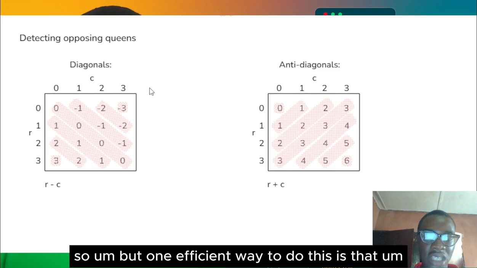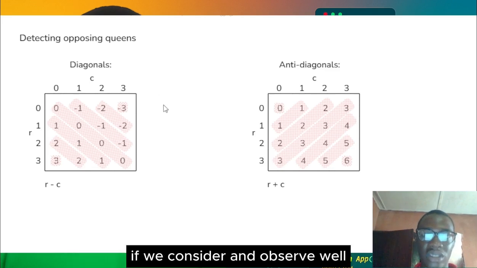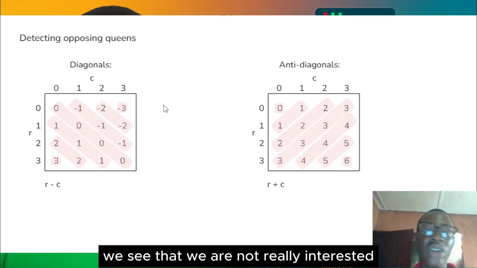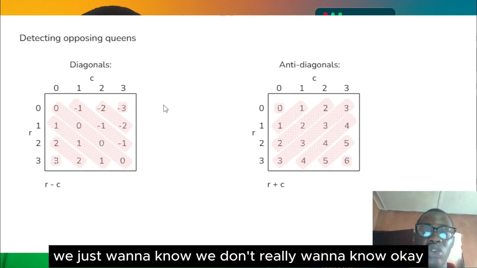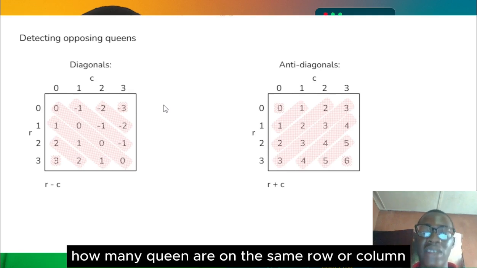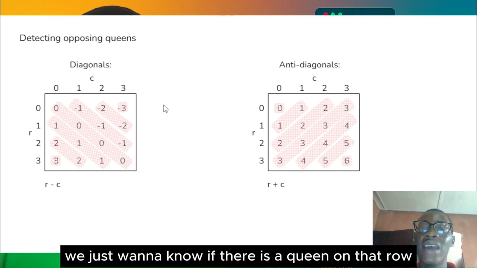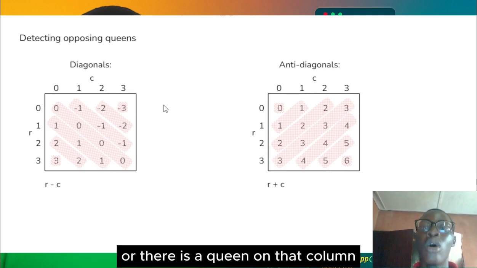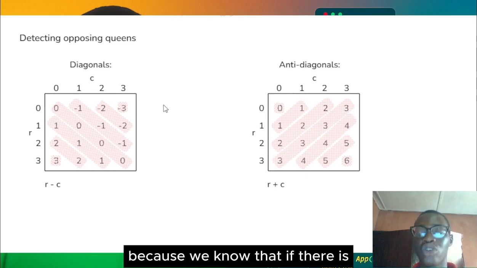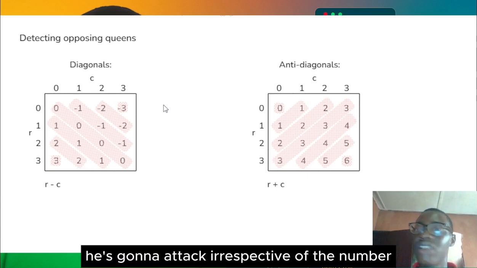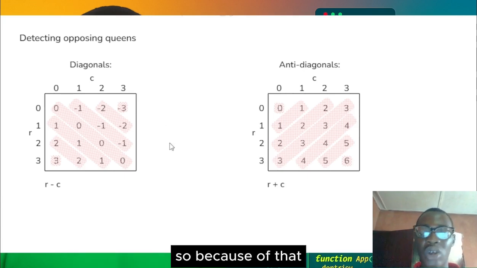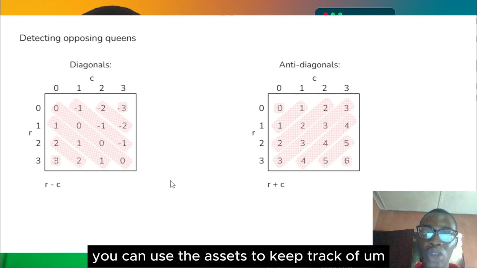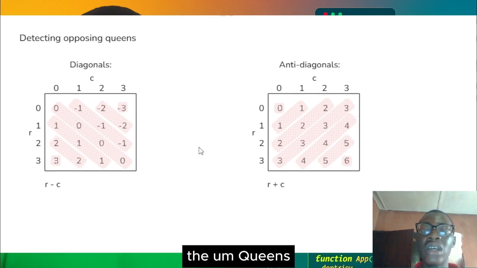But one efficient way to do this is that if we observe well, we will see that we are not really interested in the position of these queens. We don't really want to know how many queens are on the same row or column. We just want to know if there is a queen on that row, or on that column, or on that diagonal, because we know that if there is, it's going to attack, irrespective of the number. Even if it's just one, it's going to attack the queen. Because of that, you can use a hash set to keep track of the queens.